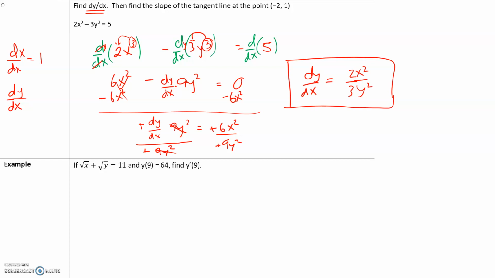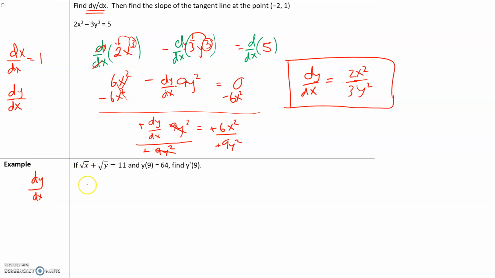Let's take another example. We have radical x plus radical y equals 11, and y of 9 is 64, so we want to find y prime of 9. Okay, we'll deal with this part later. For now, let's just find the derivative, dy/dx, the derivative of y with respect to x.